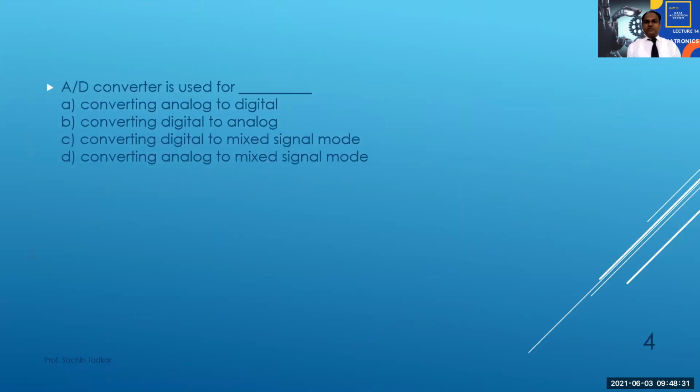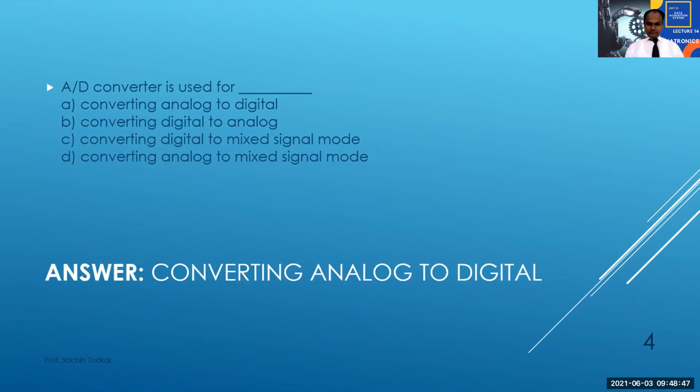We'll see the first question of this lecture. An A to D converter is used for. We know that it's an analog to digital converter. So the first answer is converting analog signal to digital signal.